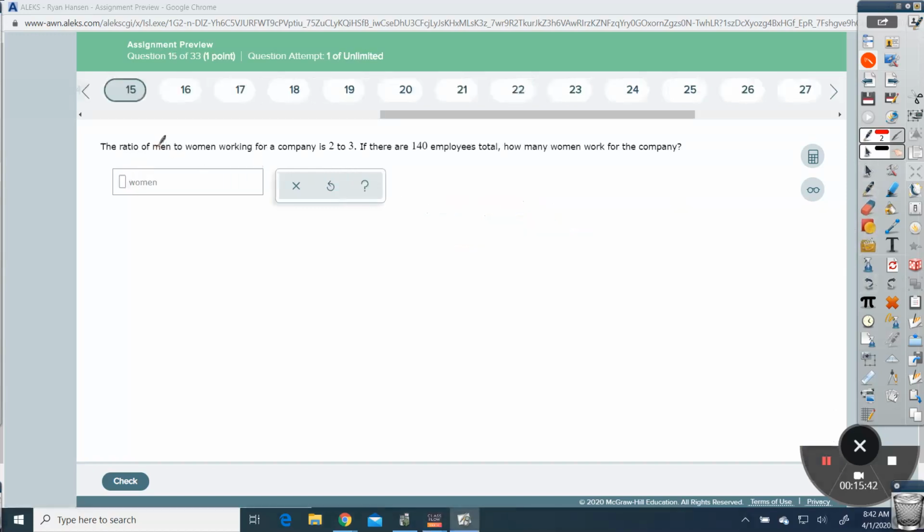Okay, question 15 says the ratio of men to women working for a company is 2 to 3. So I'm going to write it like this, 2 to 3. This is men, women. If there are 140 employees total, how many women work for the company? Well, let's look at this. This is 2 men to every 3 women, right? So that means for 5 people, there are 3 women. I added the 2 plus 3 together to get 5. So there's 3 women for every 5 people. So now I have 140 people total.